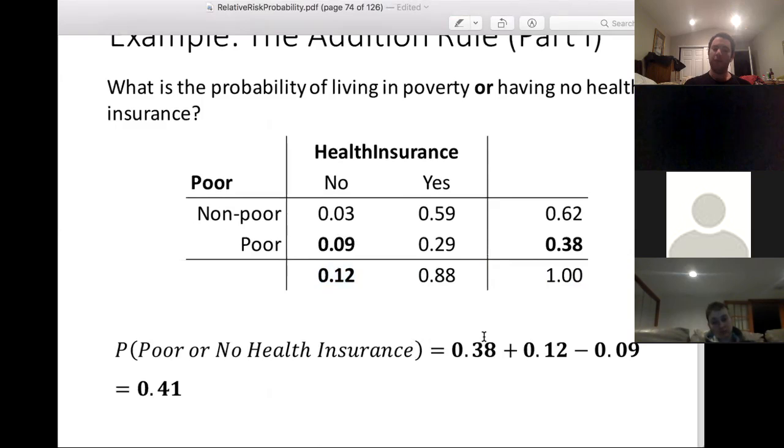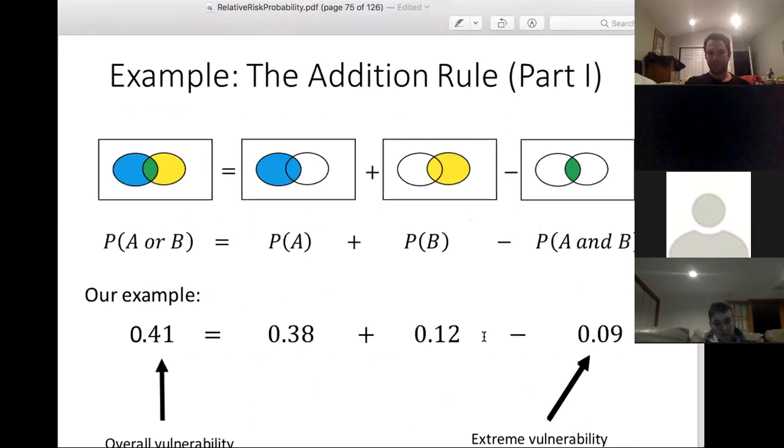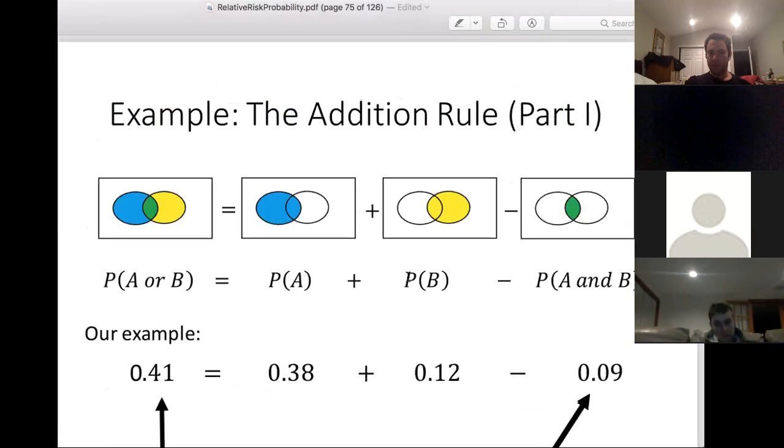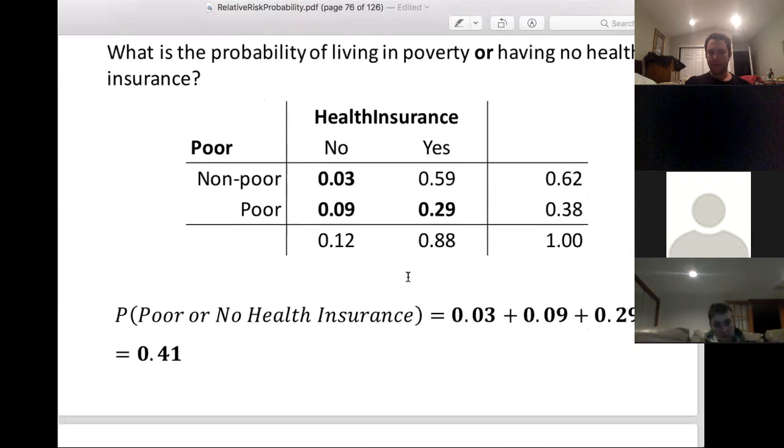So we could say that 41% of people are living in poverty or do not have health insurance. That's how we can understand this data. If we're looking at either of those two risk factors, we can say that there's a 41% chance. So that represents these different vulnerabilities.